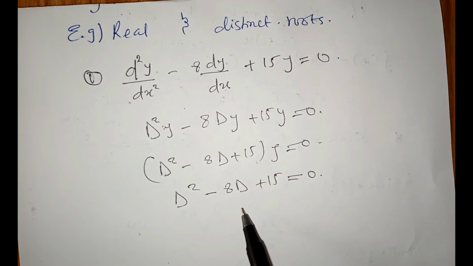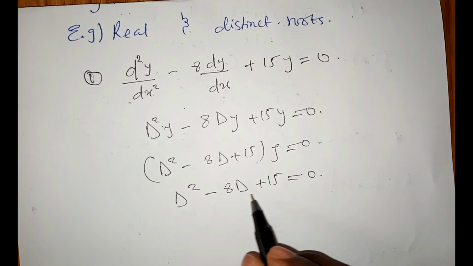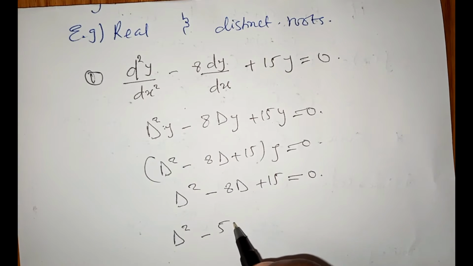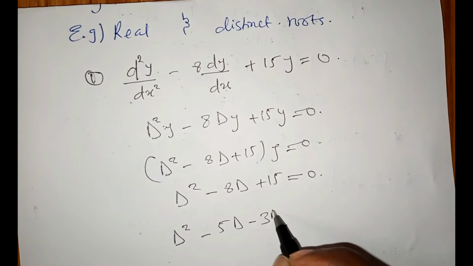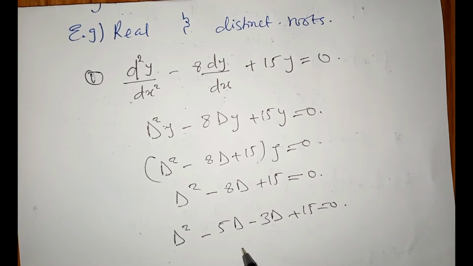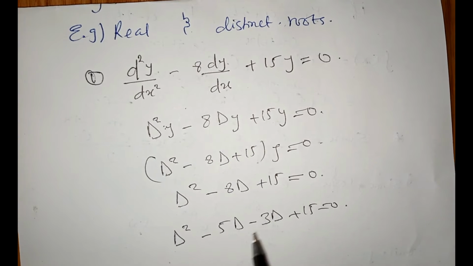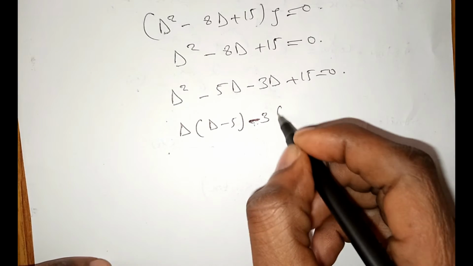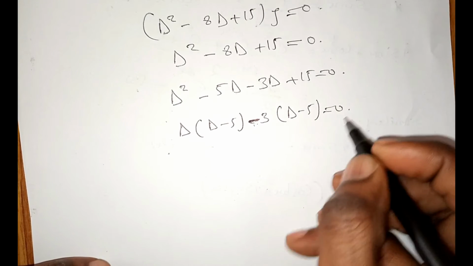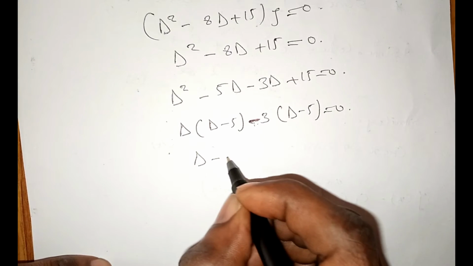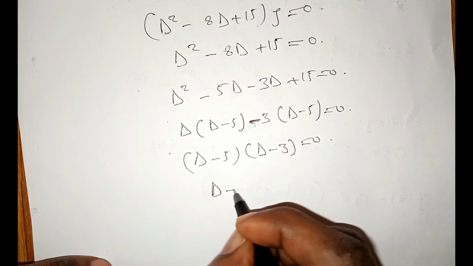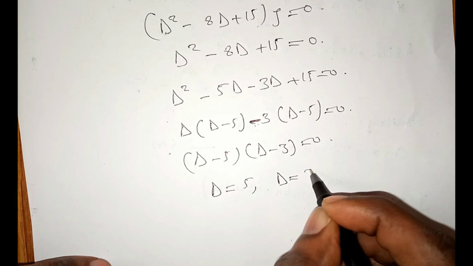So now this is a factorizable quadratic equation, and the two factors of this equation are minus 5D minus 3D plus 15 equals 0. So then from here we can say D into D minus 5, then minus 3 all into D minus 5 equals 0. D minus 5 is common, so D minus 5, D minus 3 is equal to 0. Then D is equal to 5, or D is equal to 3.